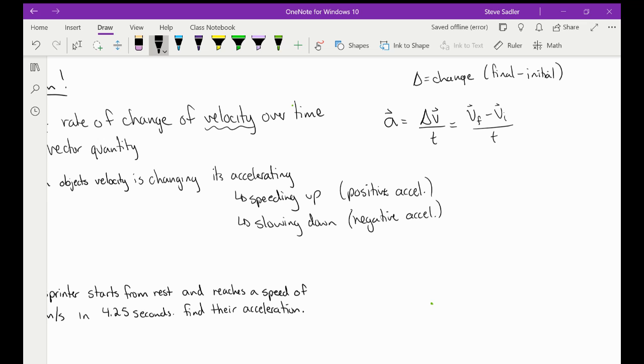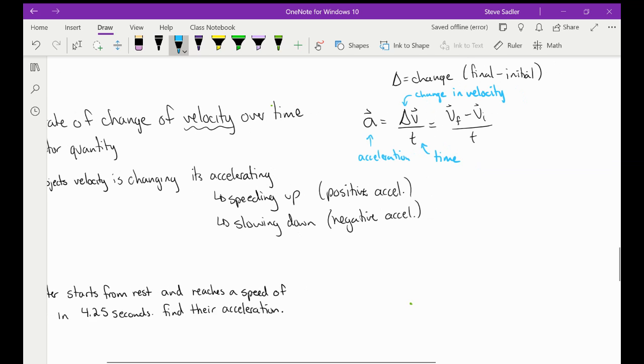So we've seen it with change in displacement. Now we see it with change in velocity. Change in displacement was displacement final minus displacement initial, or position final minus position initial. Change in velocity is velocity final minus velocity initial. So maybe I'll write that down. This means acceleration. This means time. And this means change in velocity. Yay, go us.